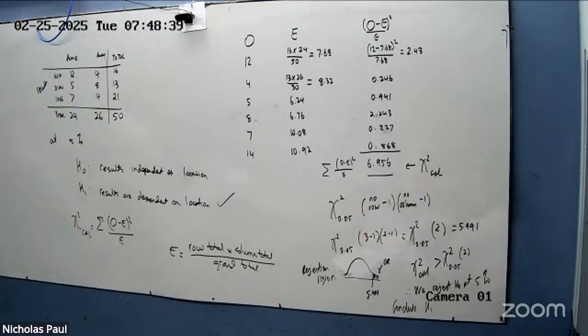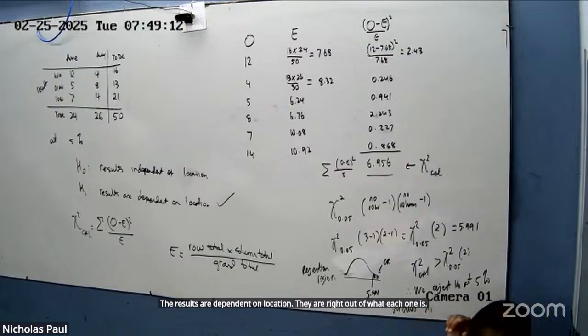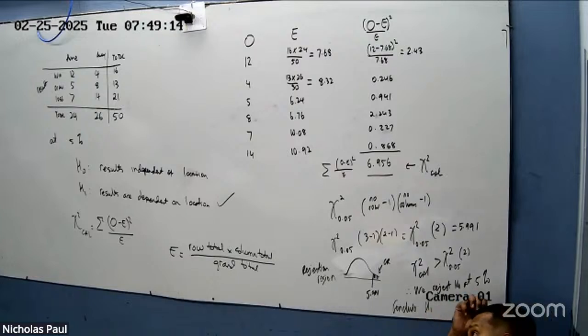Right, so Amber, that's the thing with the project, right? Is that the last thing we have to do? Oh, you write the conclusion, H1. After you write, we reject H0 at the 5% level, the next thing you do is you say, we conclude that the results, whether Basa or wherever, are dependent on location. So you write out what H1 is. You okay with that?